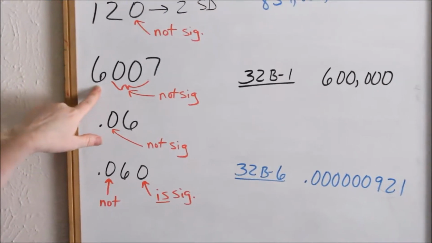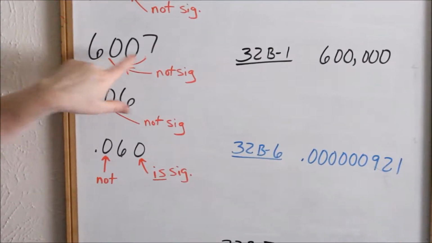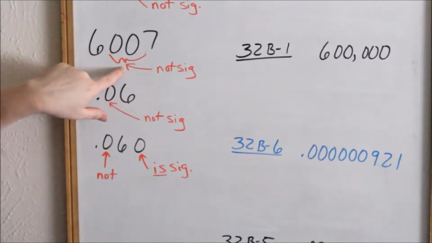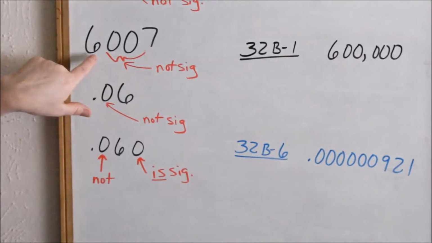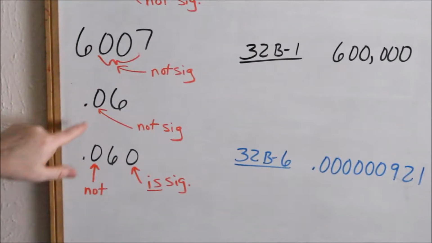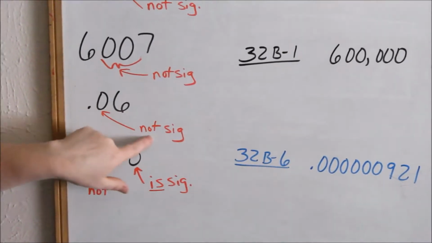Okay, and the number 6007, when zeros are in between two numbers, they are not significant. So these 2 zeros are not significant. So this would be considered 2 significant digits. The zeros are not significant. When you have a 0 in between a decimal and a number, it is not significant.